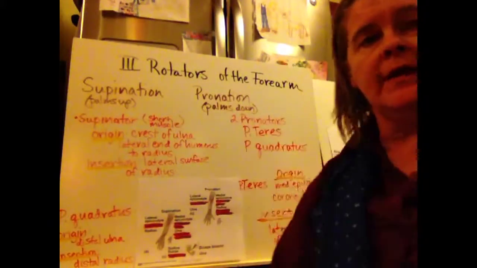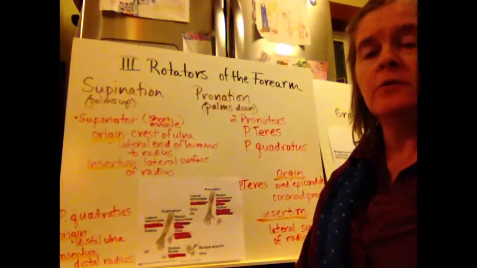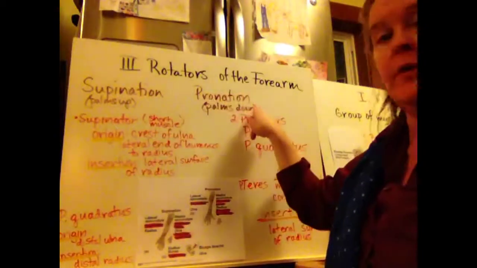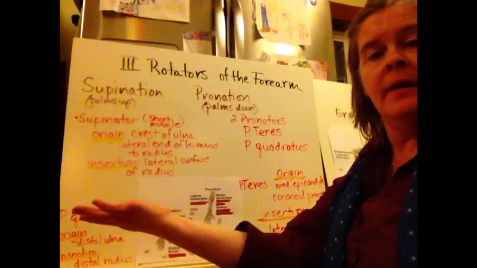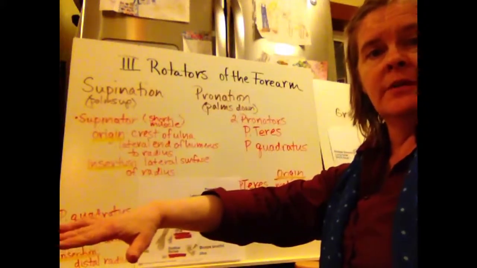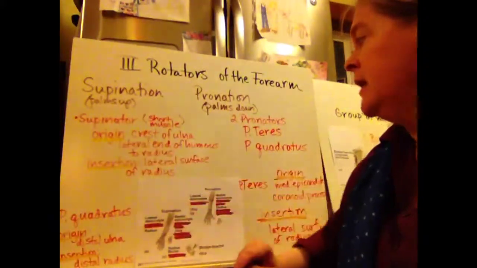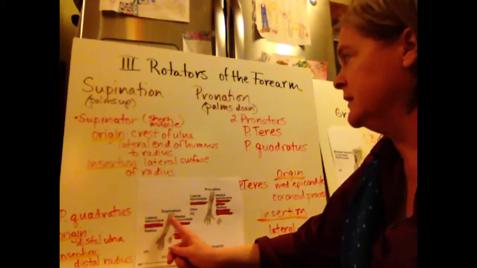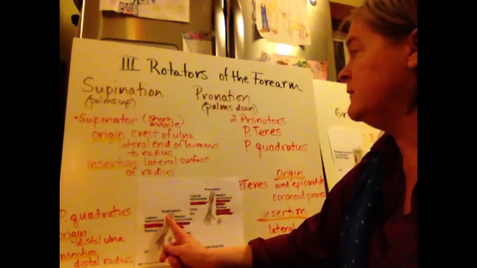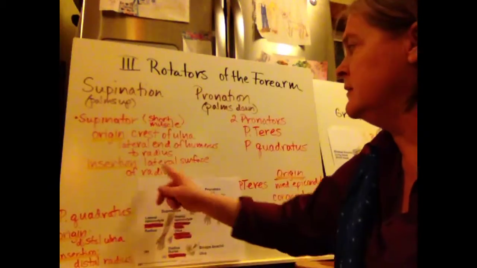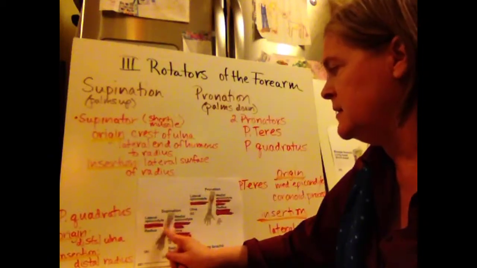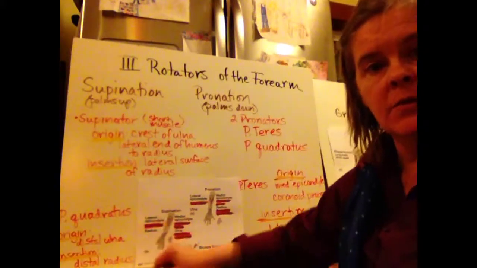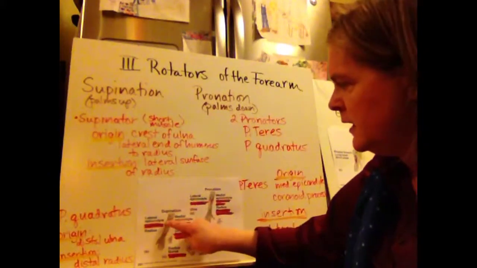The third category of muscles that move the forearm are the rotator muscles. You have the supinators and the pronators. The supinators are the palm up, and the pronators allow the palm to go down. The supinator is a very short muscle with the origin at the crest of the ulna and the lateral head of the humerus, and then the lateral surface of the radius is the insertion point. This is a very small muscle right along the edge there.